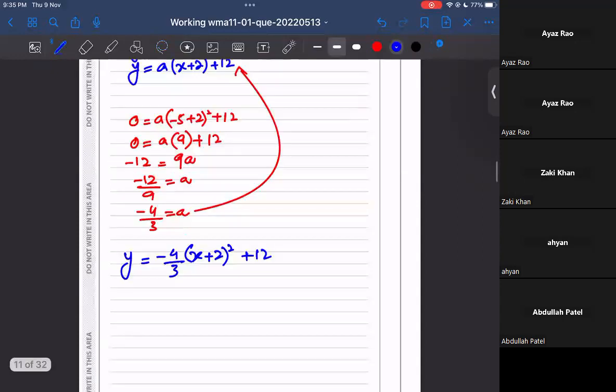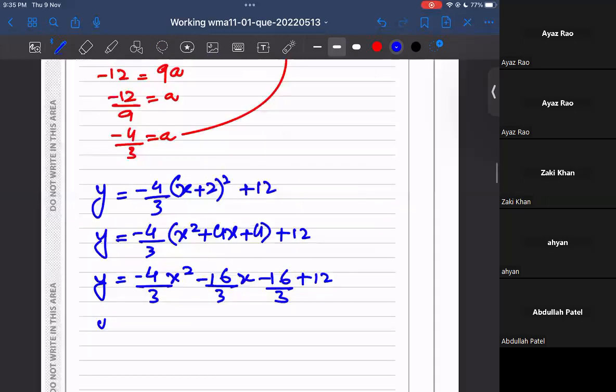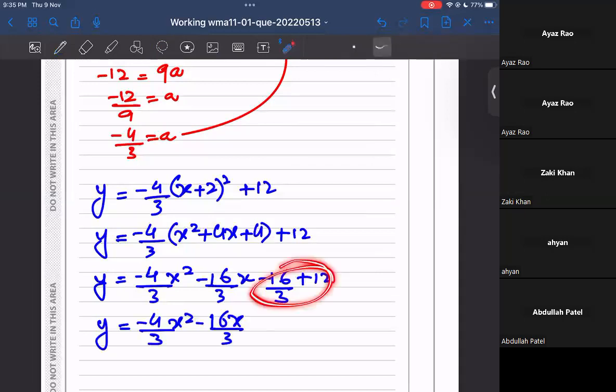Okay, now let me expand this. a squared plus 2ab plus b squared. y equals minus 4 by 3 x squared, minus 16 by 3 x, minus 16 by 3, plus 12. Minus 16 by 3 plus 12 is going to be, the last two terms are like terms, both are numbers, minus 16 by 3 plus 12 is going to be 20 by 3.